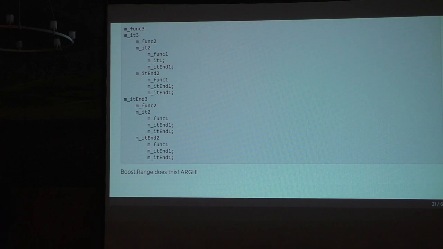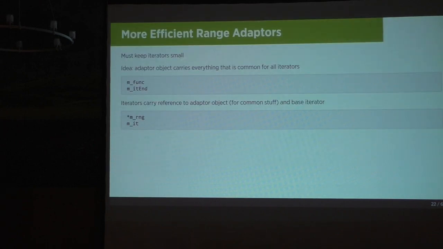So what do we do? We have to improve it. We have to keep the iterator small, otherwise we can't iterate efficiently. So let's introduce an adapter object. The adapter object will carry around the functor and the end iterator, because these two are common for all the iterators that are coming out of that range. So we store them in the range itself. And then in the iterator, we just store a pointer to that object, and the actual base iterator. Now, better, it has as a consequence that iterators can't outlive their ranges.